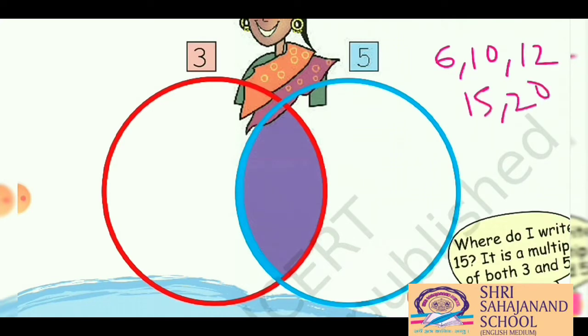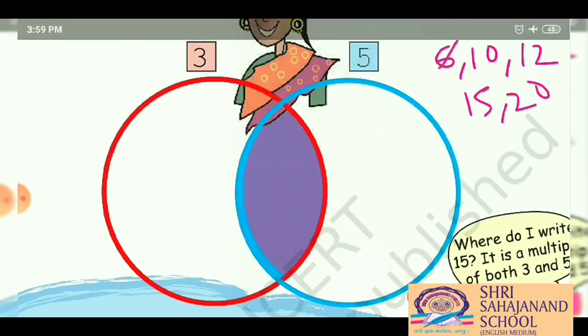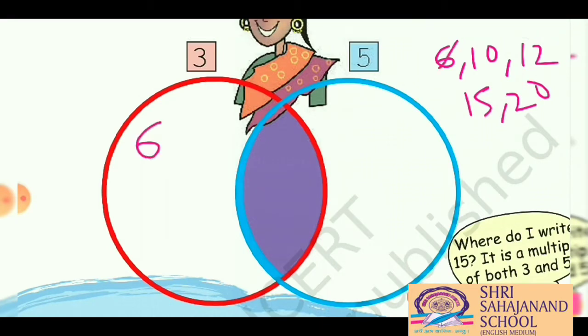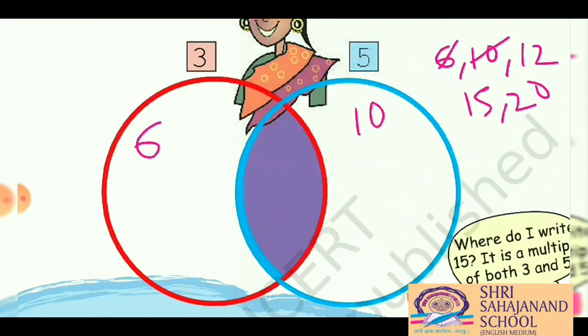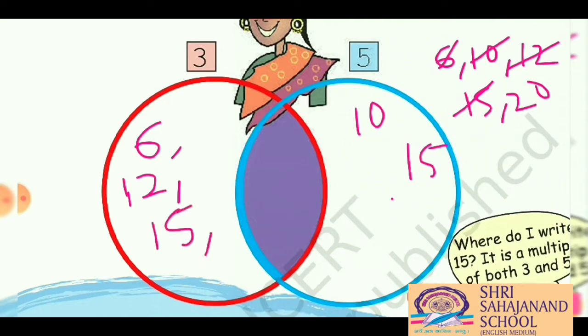Now you will check whether the first number is a multiple of 3 or 5. Yes, no doubt it is a multiple of 3. Now go to the second number, that is 10, and it is a multiple of 5. So in the blue circle you will write 10. Next number is 12. It is not a multiple of 5, it is a multiple of 3, so you will write 12 here. Next is 15. 15 is a multiple of 5, so you can write it here. And also it is a multiple of 3. Now the last number is 20. Yes, 20 is a multiple of 5.